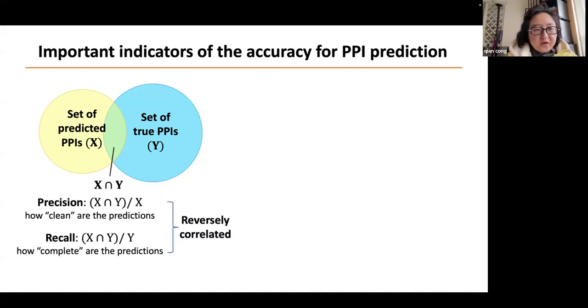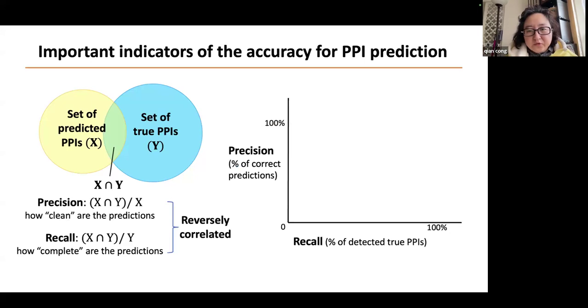If we use this overlap to divide by the total number of predictions, that is called precision. That basically means what fraction of your predictions is right. This is how clean your prediction is. And if you use this intersection to divide by the total number of true interactions, then you get something called recall. This means how comprehensive, how complete your predictions are. These two metrics are usually inversely correlated.